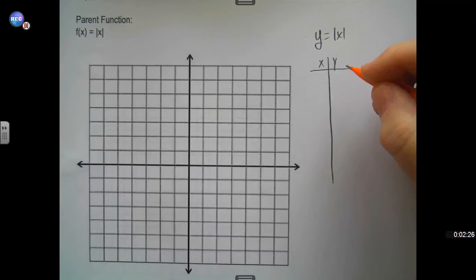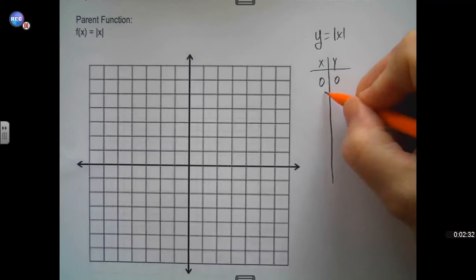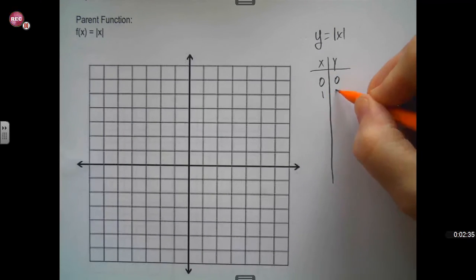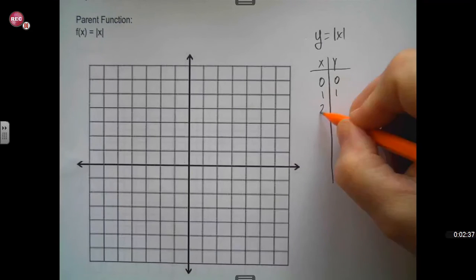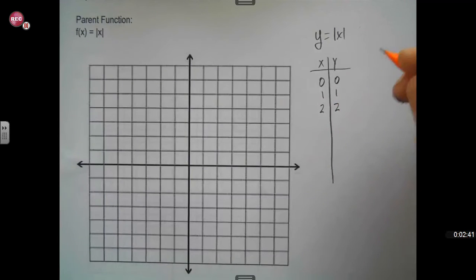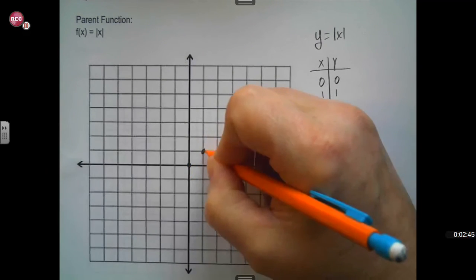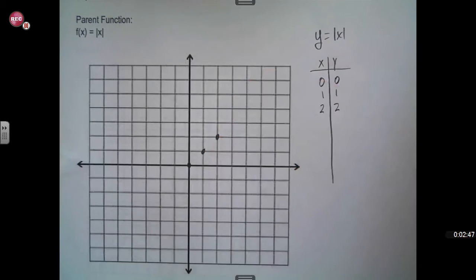So if I plug in 0 for x, the absolute value of 0 is 0. If I plug in 1, the absolute value of 1 is 1. If I plug in 2, the absolute value of 2 is 2. And if I plot those points, (0, 0), (1, 1), (2, 2), I don't know if that's all my graph.